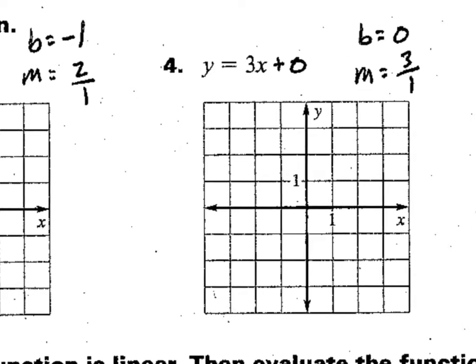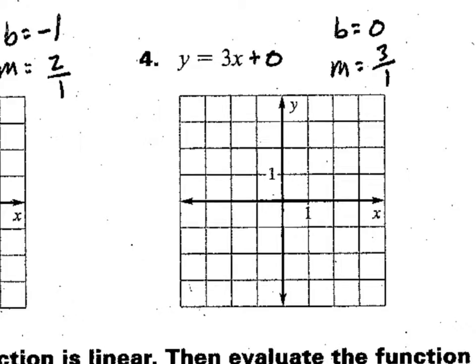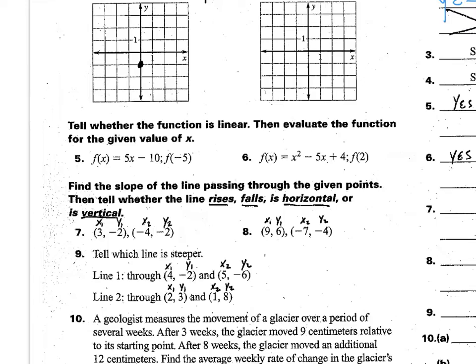Same thing for number 4. Here's your b, your starting point, and then your rise over your run. Okay, and graph the lines.